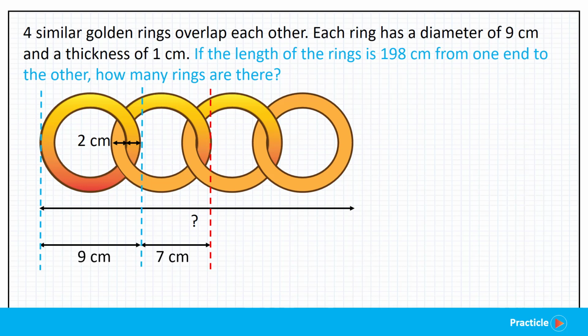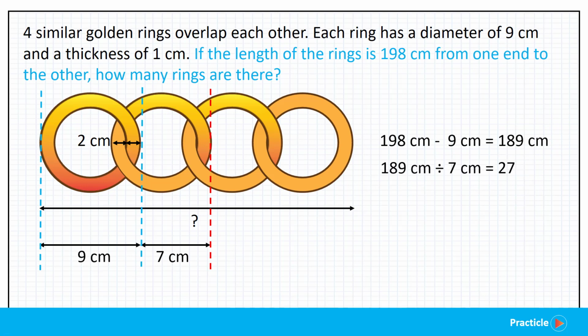Now, to find the number of rings that Sally used, we are going to subtract the length of the first ring from 198 cm because it's the odd one out. The rest of the rings is going to add 7 cm. Remember, 198 cm minus 9 cm equals 189 cm. To find the number of additional rings that Sally added to the first ring, we are going to divide this 189 cm by 7 cm, alright? And this is going to give us 27.